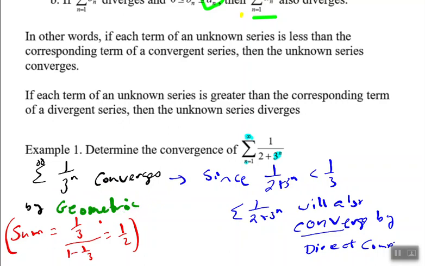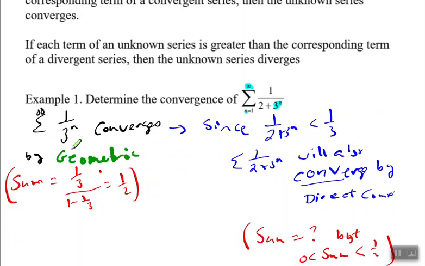I just want to remind you at this point that the sum of a geometric series is going to be the value of the first term. Since we're starting at 1, for this one right here, we're going to start in the same place. The first term is 1/3, and we do 1 minus the ratio. The ratio in this case is 1/3, because our series starting at 1 is going to be 1/3, 1/9, 1/27, etc. And so that gives us 1/2. So we know that 1 over 3 to the n converges.